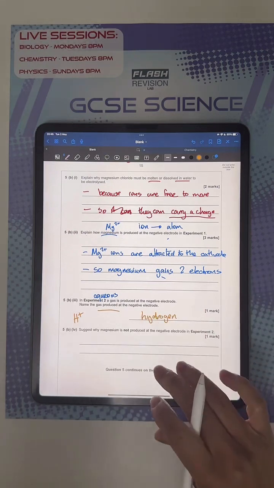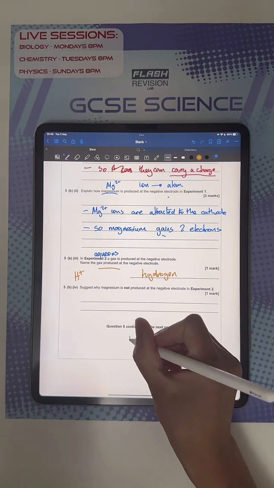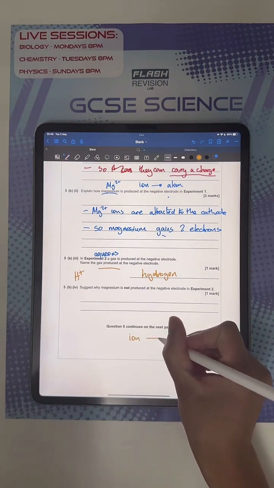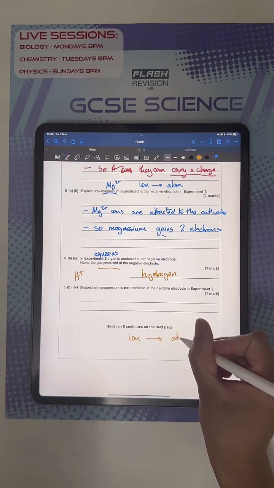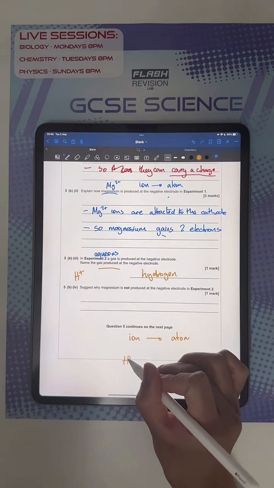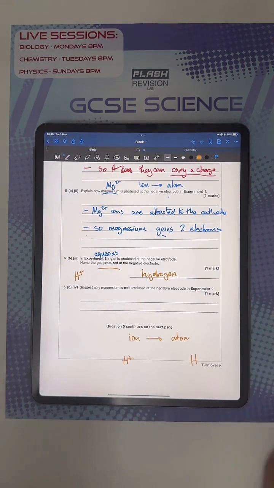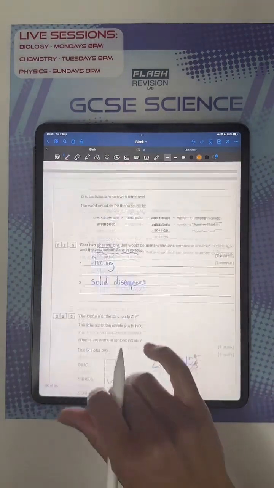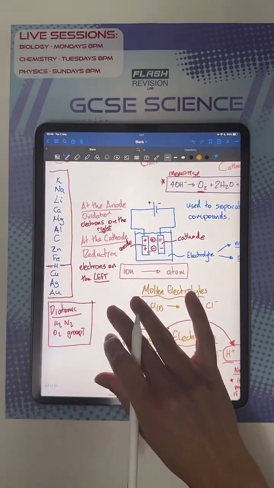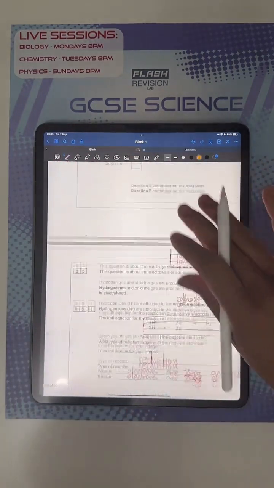Just as an extra part, guys, I'm just going to show you how to do the half equation here. So remember, ion goes to atom. All right, so write the ion on the left-hand side. Write the atom on the right-hand side, H. But H is one of the ones that we saw that was diatomic. Remember the diatomic ones, H2, see there? So we have to write H2.